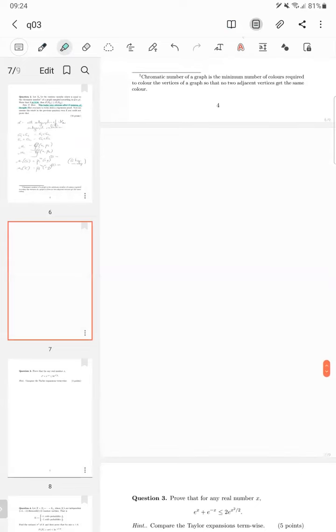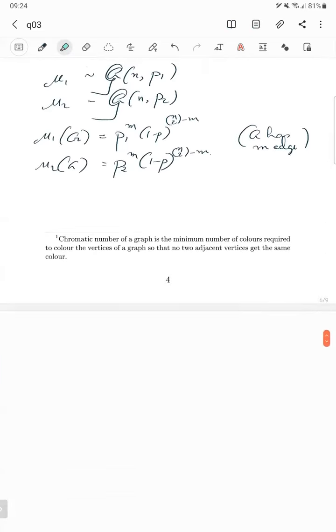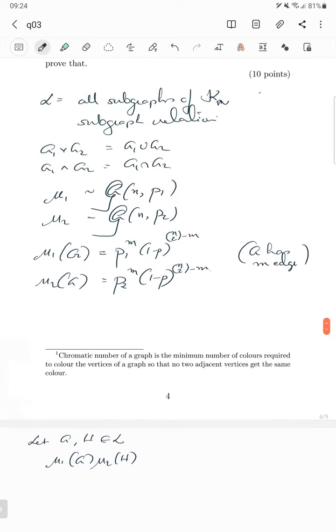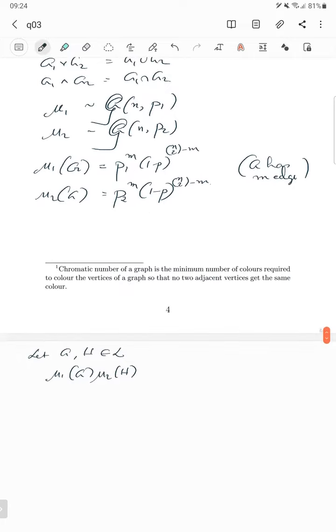Yes, sir. For the two graphs x and y, we have to show mu1(x join y) times mu2(x meet y) is greater than or equal to mu1(x) times mu2(y). Let me just call the graphs G and H, because they're a more common name. Let G and H be any elements of the lattice. You have already defined the lattice as all subgraphs of A. So how will you show that?